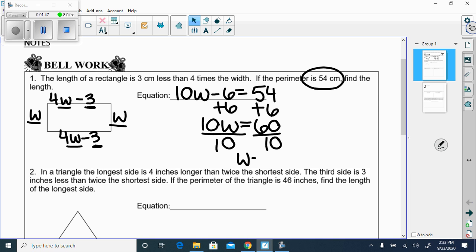So I did get that W is 6, but that's not what they asked for. What they asked for is the length. So I've got to take that 6 and plug it in, right? I'm going to substitute the 6 in for W. So I've got 4 times 6.